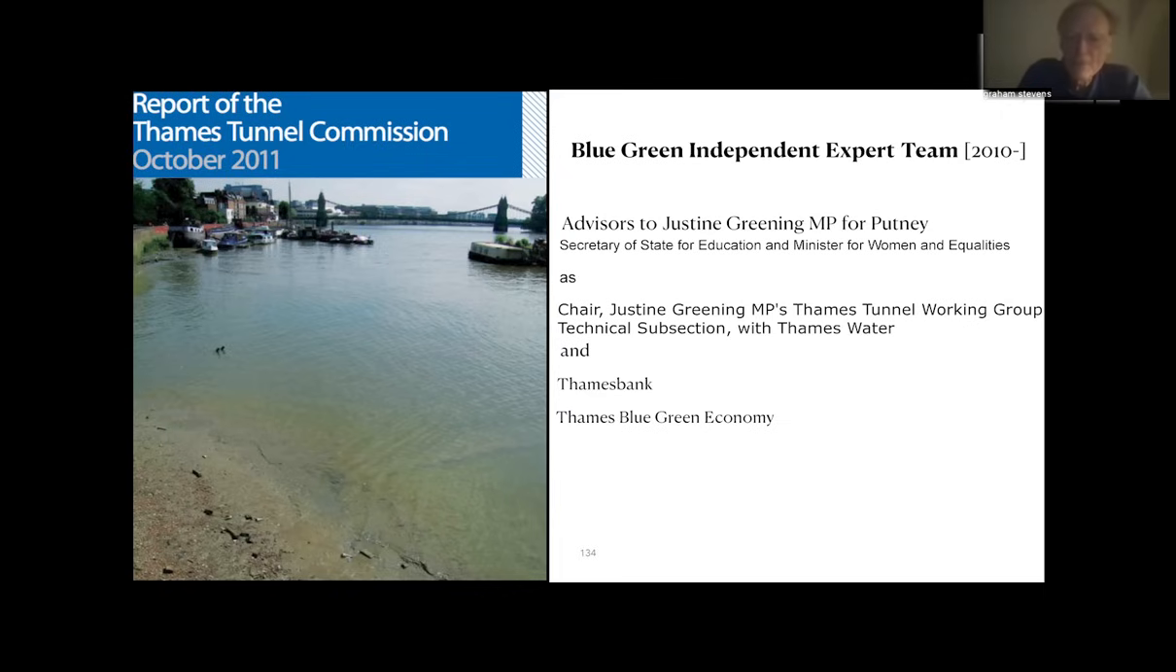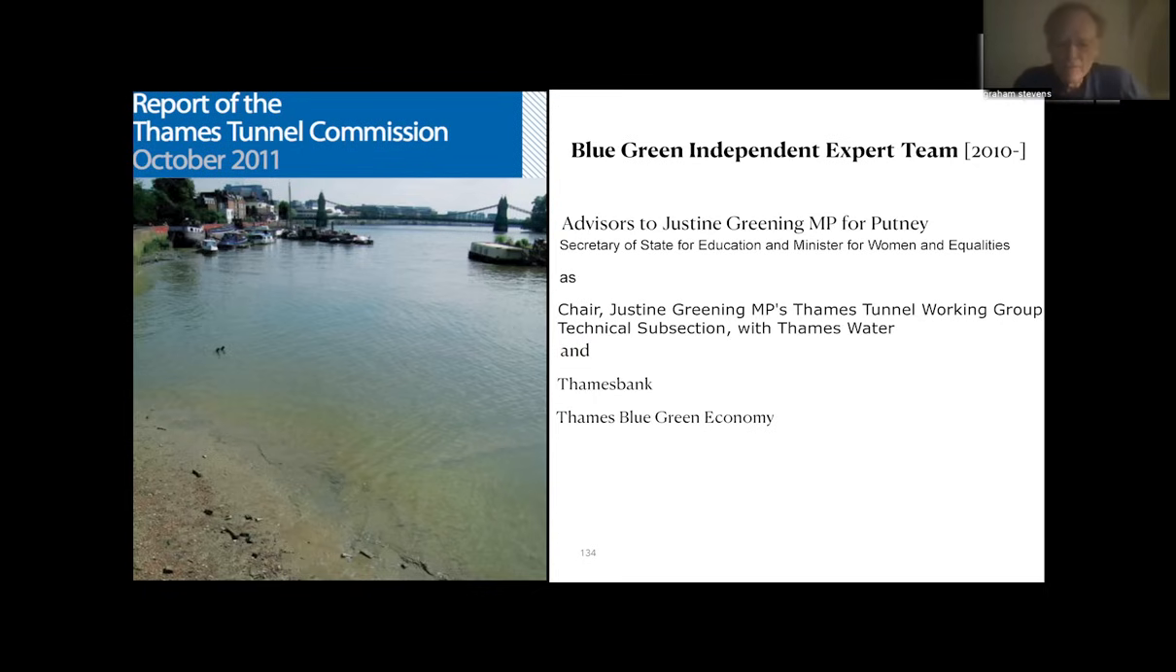And we met regularly with Thames Water. Thames Water offered to fund us to take part in the public participation of assessing the tunnel. So we got heavily involved in the whole thing with 2 other organisations, Thames Bank and Thames Blue Green Economy. And we had meetings in House of Commons, House of Lords, Hammersmith Town Hall, and we used to meet regularly in Putney Rowing Club, Sailing Club.